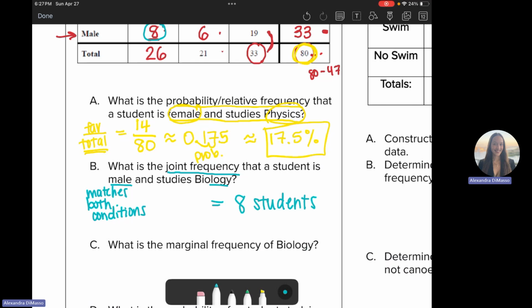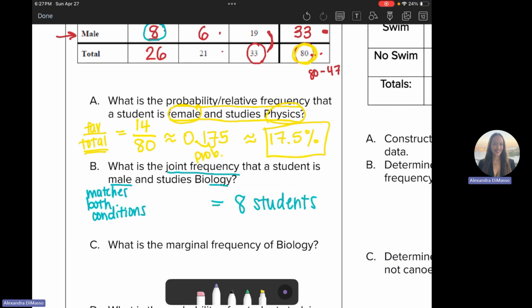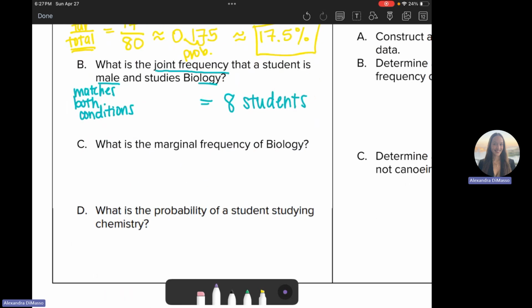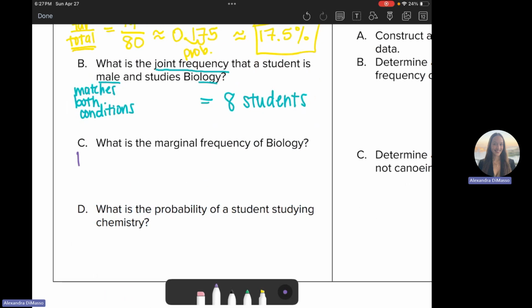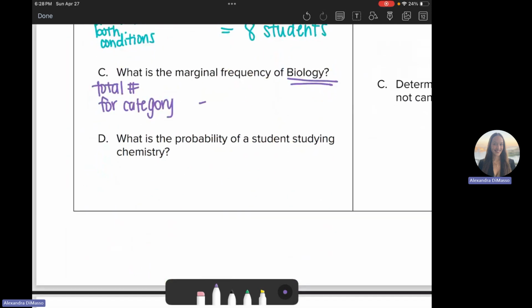Okay, next one. What is the marginal frequency of biology? Okay, marginal frequency means the total number for that one category, regardless of another variable. So if I'm looking at biology from my work here, I just want to know the total amount of students taking biology. That's 26. So my total number of students is 26.